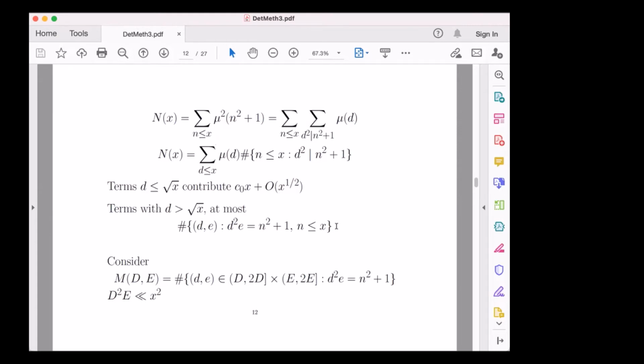Do you also keep using the fact that d is greater than the square root of x? Yes, that will be important. The size of d is crucial. But for example, in fact, you're only interested in square free values of d because mu d will be 0 otherwise, but we're ignoring that contribution.